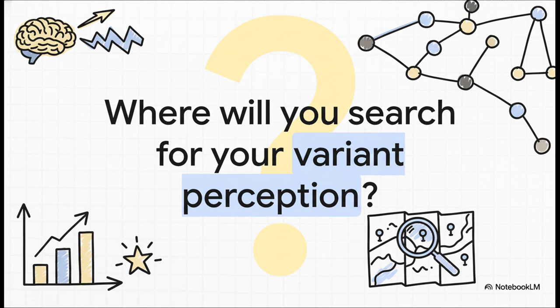Ultimately, when you understand this structure, you're transformed from just being a passive consumer of information into an active strategist. You stop reacting to headlines and you start navigating the entire information ecosystem to find real alpha. So the only question left is, where are you going to look first?